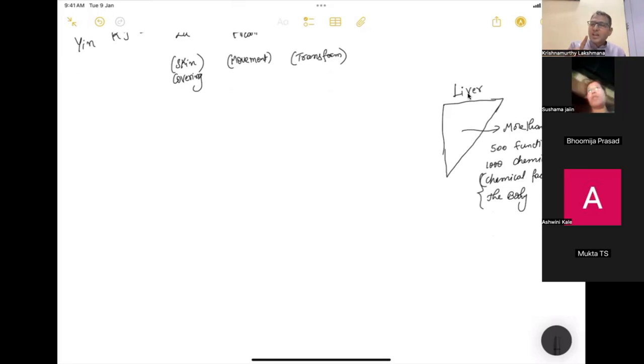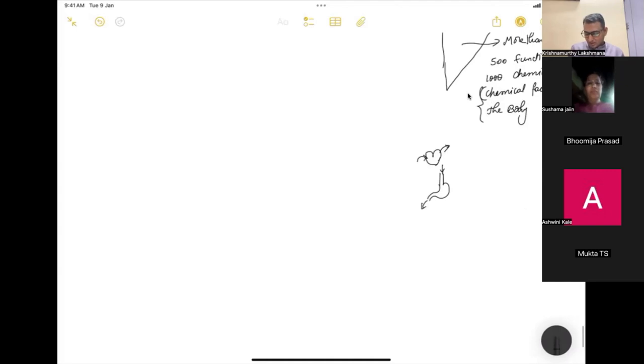See, all organs will have one entry and one exit. Your heart, one entry, one exit. Your stomach, one entry, one exit. Your small intestine, one entry, one exit. Your large intestine, one entry, one exit.